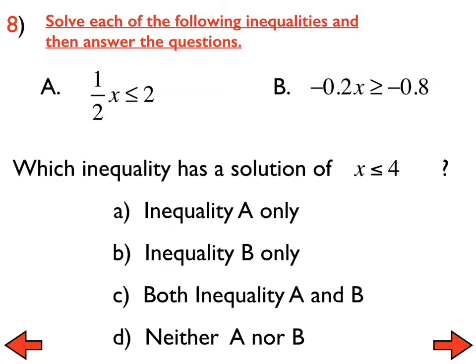Okay, we're going to skip number 6 and skip number 7. Go ahead and do number 8. What I want you to do in number 8 is there are 2 separate problems. They are easy, just one-step inequalities. And I want you to see if one of them, both of them, or neither of them have a solution of x is less than or equal to 4. Be careful of the symbol and be careful of the sign, positive, negative.